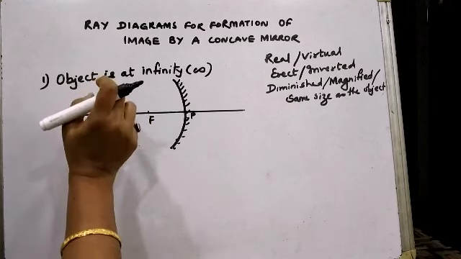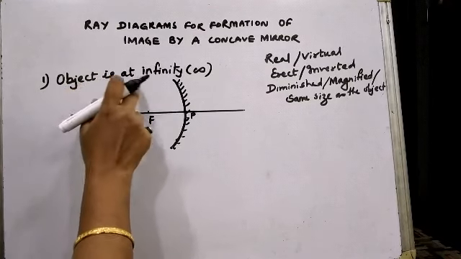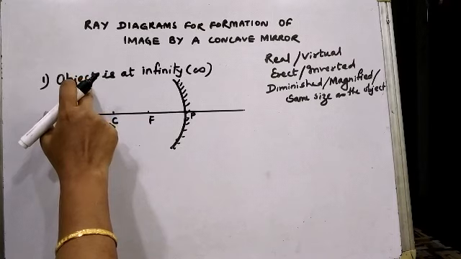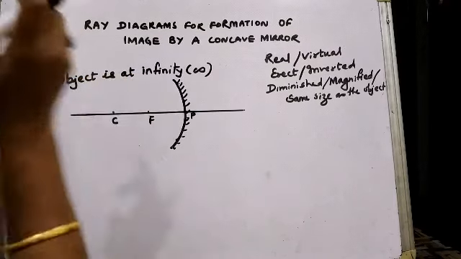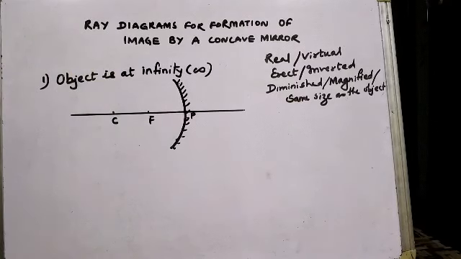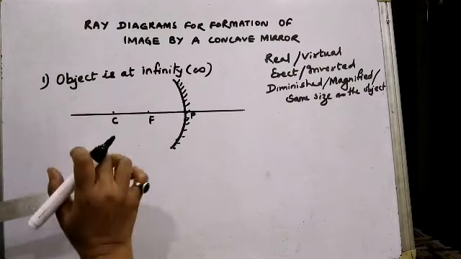Now when ray diagrams are to be drawn, conditions are given to you. What condition? The position of the object is given to you. For example, here the object is kept at infinity. Infinity means a very, very far away point where I cannot see the object. But definitely the object is somewhere very far away from the mirror, not in the vicinity of the mirror.